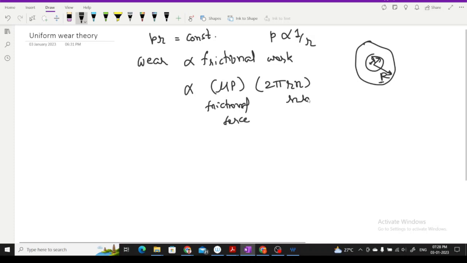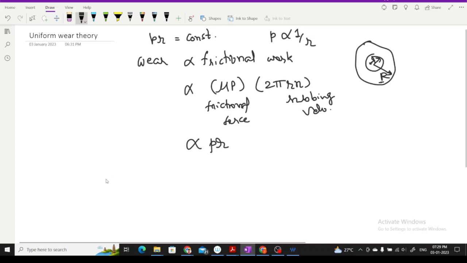And this is rubbing velocity. Now, from this, if you consider that n is also constant and mu is also constant, this will give you that VR is proportional to the product P into R, right? Now once you have this idea, you can derive the actual force and frictional torque for this uniform wear theory, right?